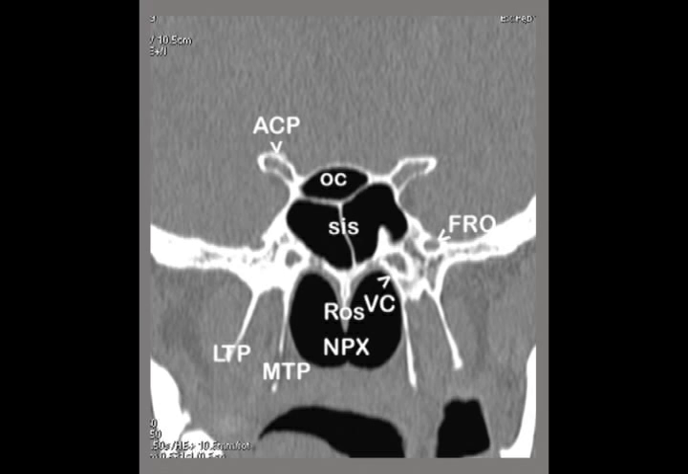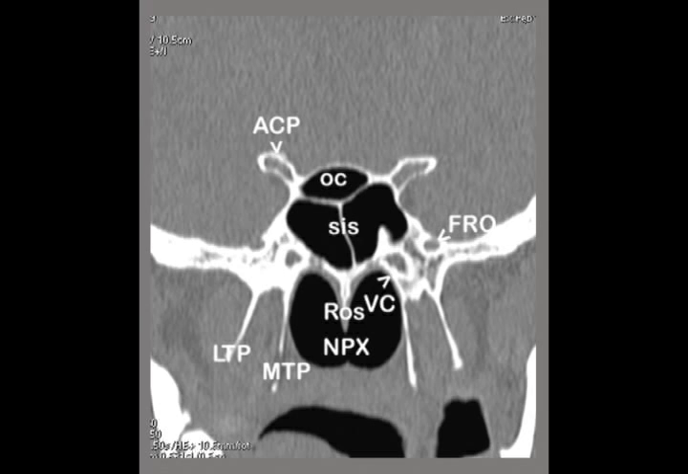This is a scan showing a lot of findings, the ACP, the anterior clinoid process. If you find any horizontal partitions in the sphenoid sinus, it is an Onodi cell. So if you have an Onodi, always look for dehiscent optic nerves. SIS is the intersphenoidal septum. You have two canals in the lateral aspect of the sphenoid sinus. The VC is the Vidian canal, and foramen rotundum is lateral and superior.